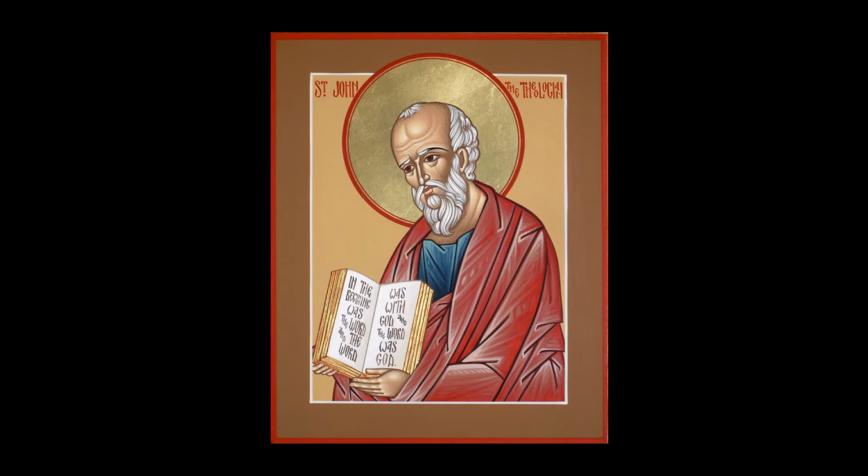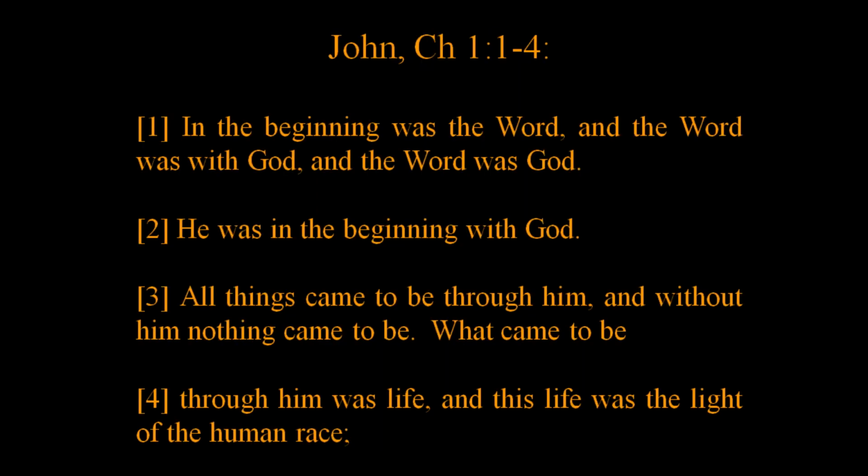Take a look at how the beginning of the first chapter of the Gospel according to John opens up. John chapter 1 verses 1 through 4. In the beginning was the Word, and the Word was with God, and the Word was God. He was in the beginning with God. All things came to be through him, and without him nothing came to be. What came to be through him was life, and this life was the light of the human race.